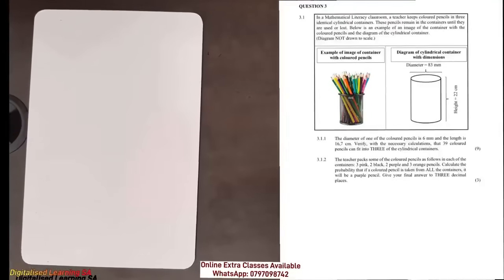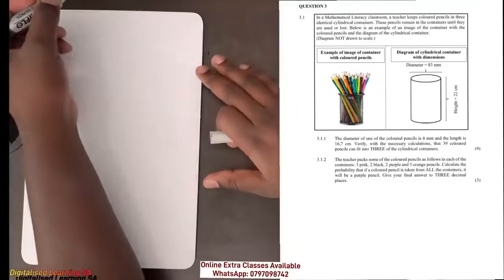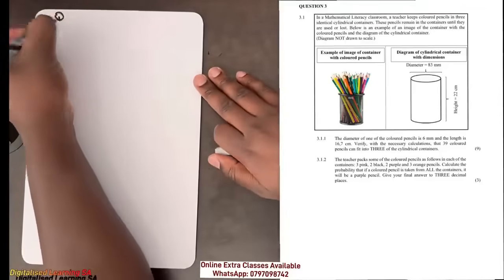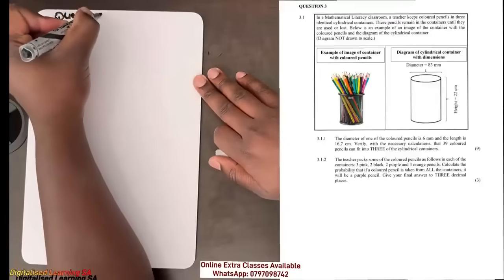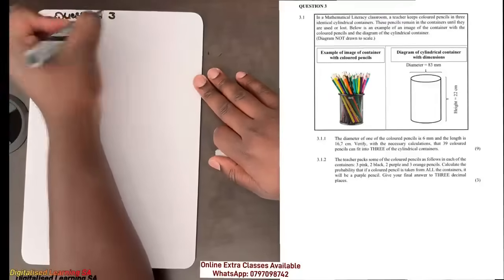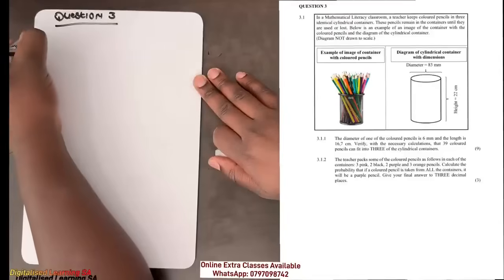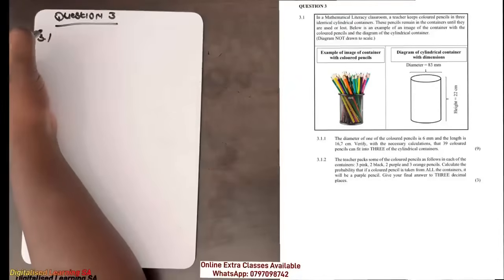Now let's work on question 3. And we are going to start with question 3.1. Okay, so now we are going to work on question 3, and the first question will be question 3.1.